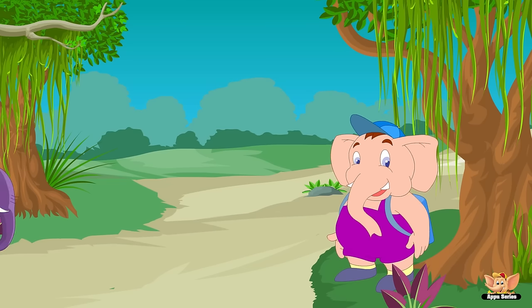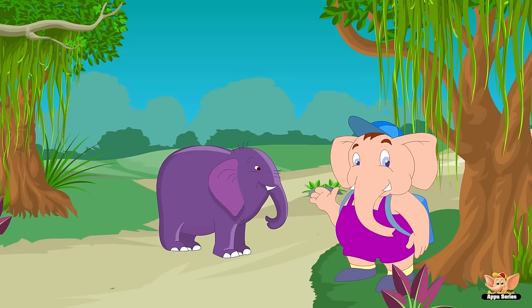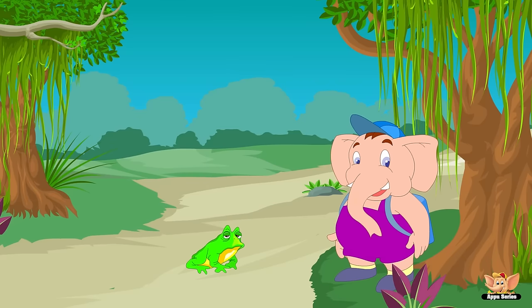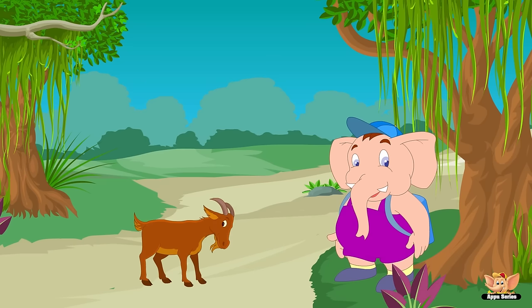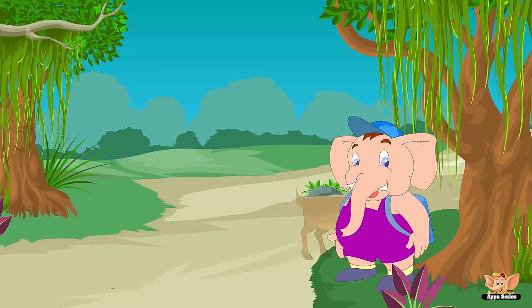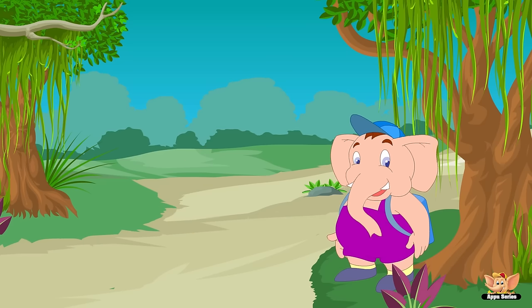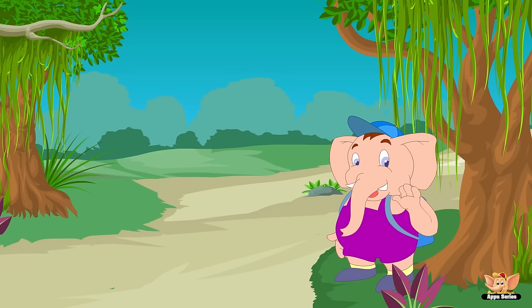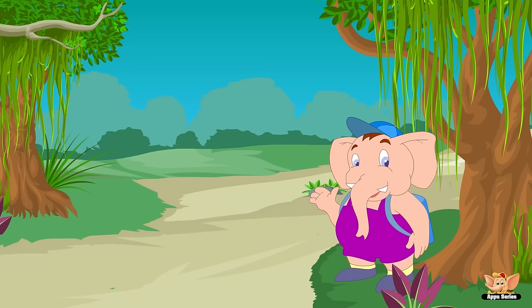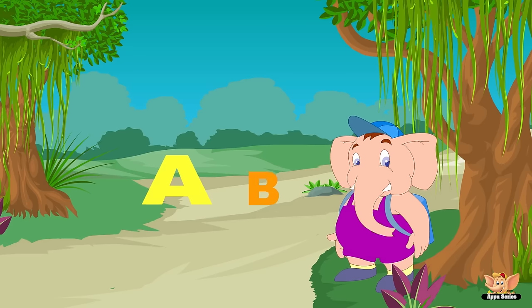E is for elephant with long, long nose. F is for frog, see how he croaks. G is for goat who eats grass and flowers. H is for heron, he lives in the bowers. No flying very high, please. March in line with the animal alphabet. It's as easy as ABC.